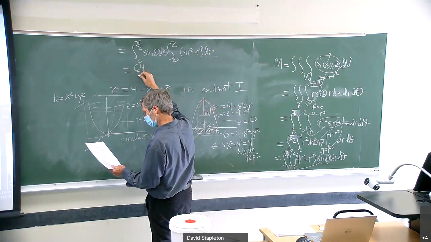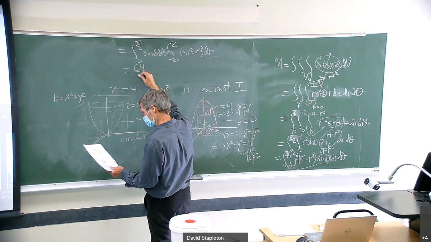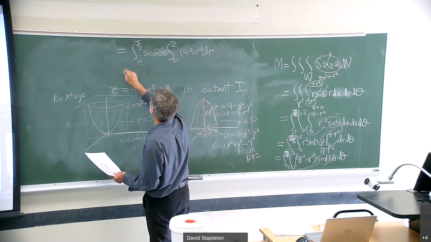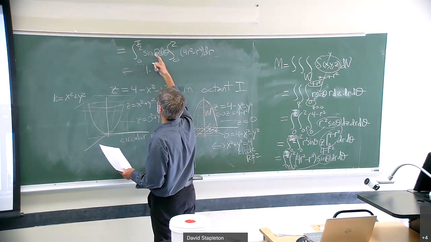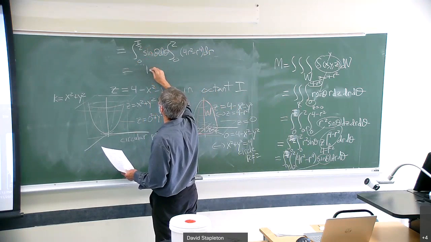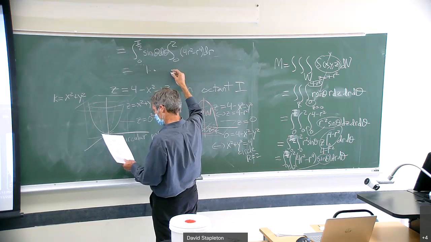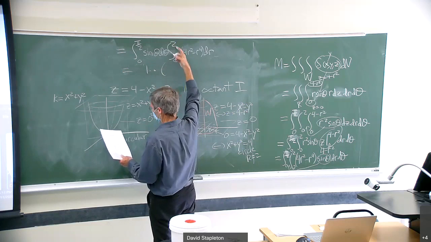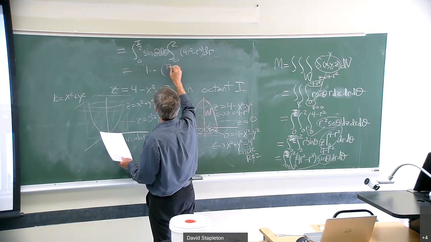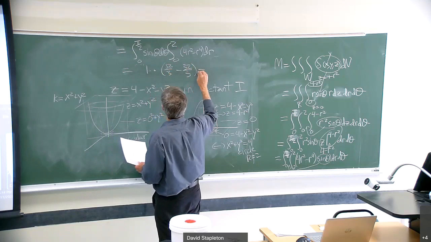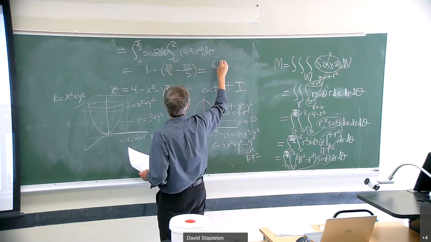So easy. This one just comes out to be 1, the minus cosine theta evaluated at those two endpoints. This is 1 times, and this one comes out to be, at the top end point, 32/3, and at the bottom end point, 32/5. The whole thing works out to be 64/15.